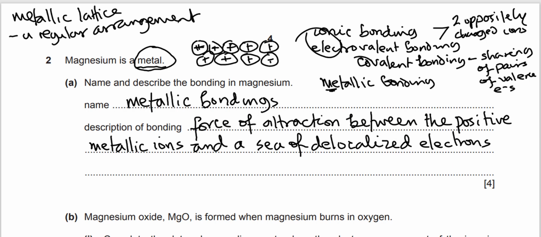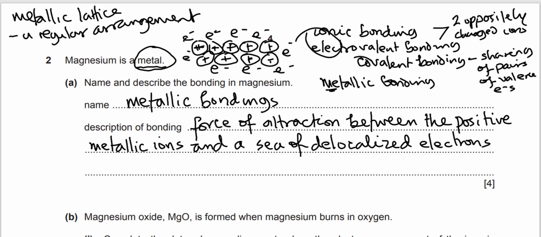These are all positive ions of the metal in a sea of localized electrons. That's mobile electrons that are free to move about. These mobile electrons are responsible for the conduction of electricity or heat, because they carry the charges from one point to another in the metal, right?